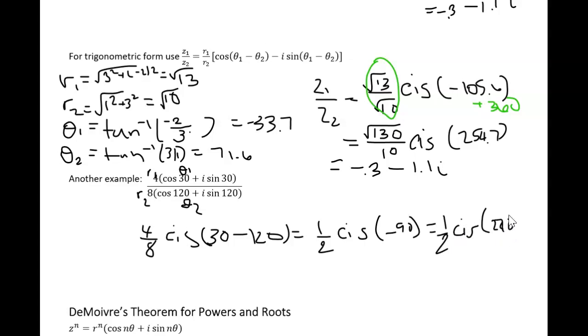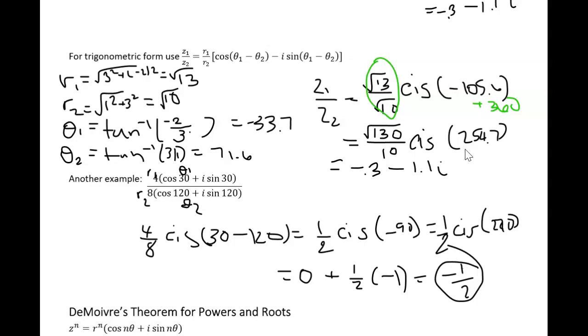So if we were going to put this in standard form, 270 is on your unit circle, so I expect clean answers. What's cosine at 270 degrees? And what's sine at 270 degrees? And so this answer is just negative 1/2. For a fairly complicated question, when you use trig form, you get a really simple answer.